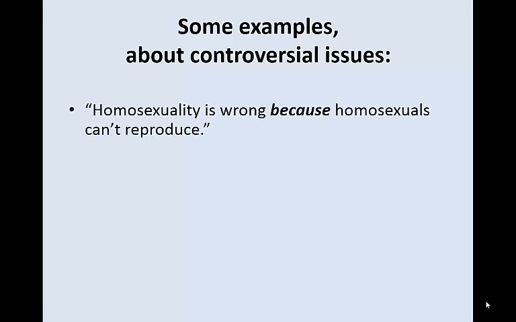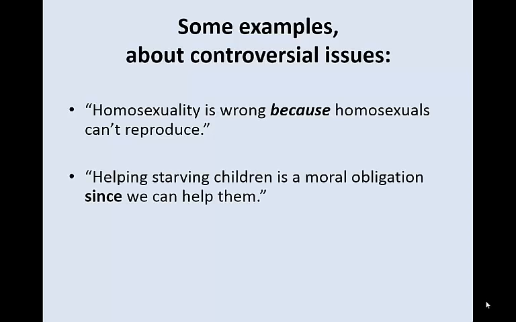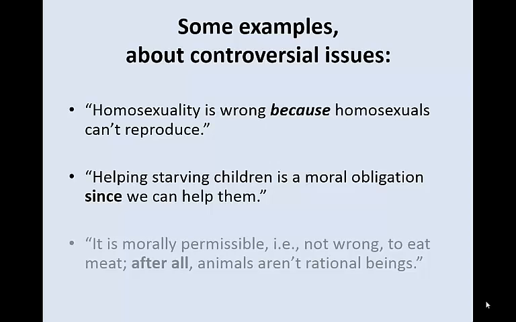Here are some examples about controversial issues. Somebody says homosexuality is wrong because homosexuals can't reproduce. Somebody says helping starving children is a moral obligation since we can help them. Finally, somebody argues it's morally permissible, that is not wrong, to eat meat. After all, animals aren't rational beings. In this presentation, we're going to formulate arguments like these as simple moral arguments or syllogisms and evaluate them.